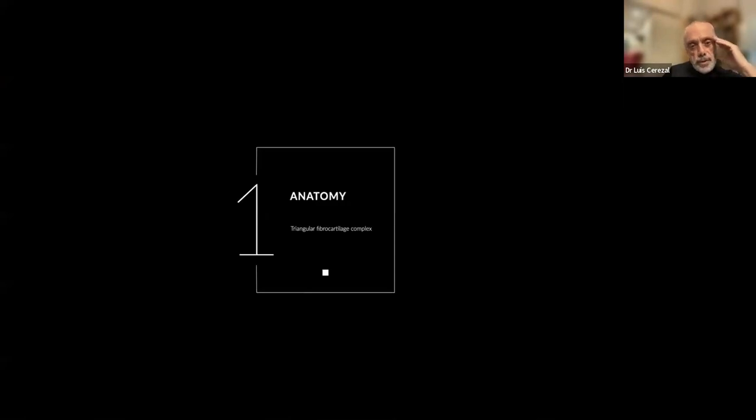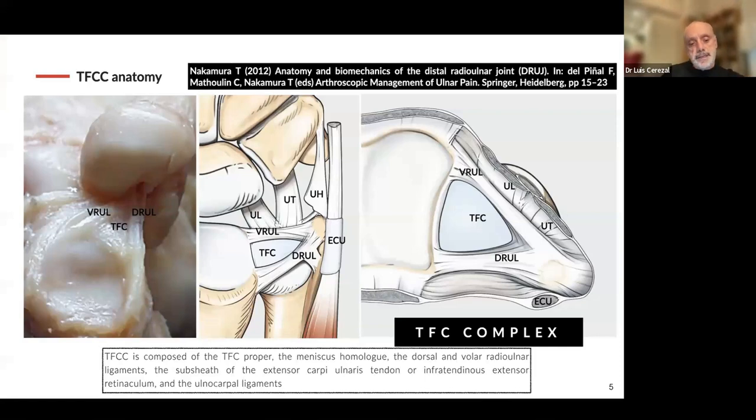Let's start with a brief review of the anatomy. Remember that the TFC complex is composed of several structures, and this is a name introduced by Palmer to describe a complex structure on the ulnar aspect of the wrist, including the TFC proper, a fibrocartilage with a triangular shape, reinforced by the volar and dorsal radioulnar ligaments, especially important for the stabilization of the distal radioulnar joint, the volar ulnocarpal ligaments, ulnolunate and ulnotriquetral especially, and also the ulnomeniscal homologue, and also the subsheath of the extensor carpi ulnaris tendon.